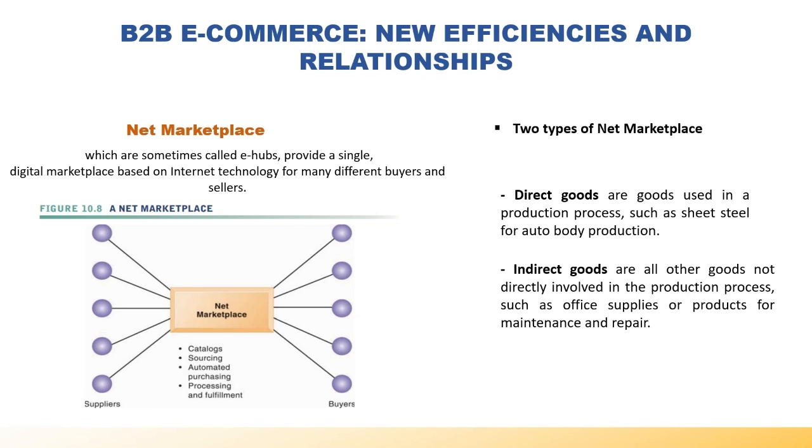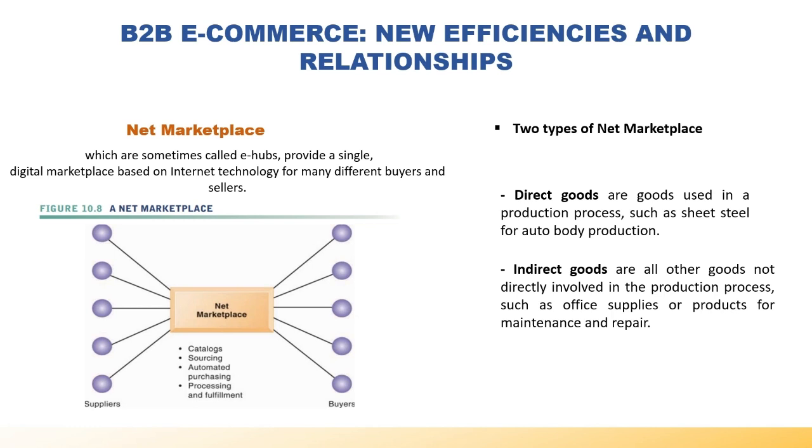Some net marketplaces sell direct goods and some sell indirect goods. Direct goods are goods used in a production process, such as sheet steel for auto body production. Indirect goods are goods not directly involved in the production process, such as office supplies or products for maintenance and repair.